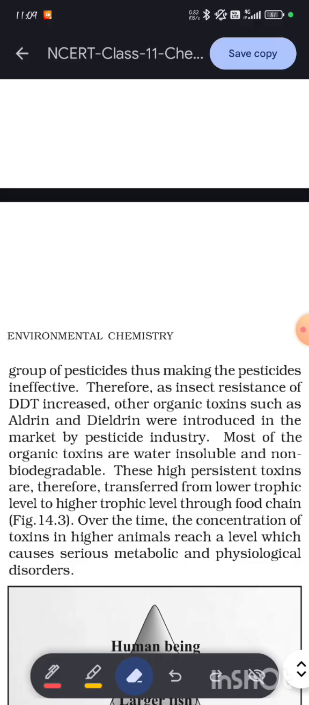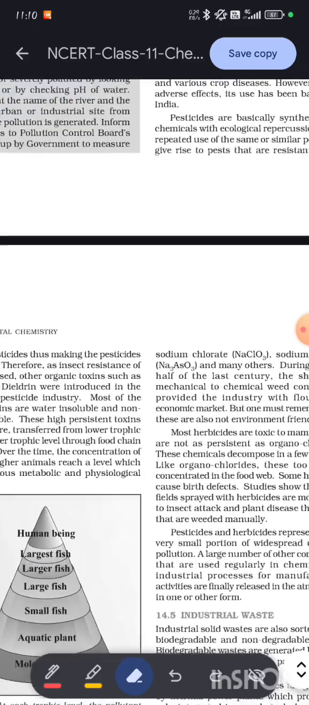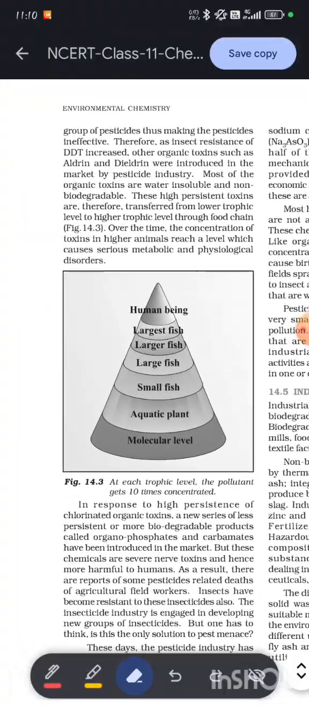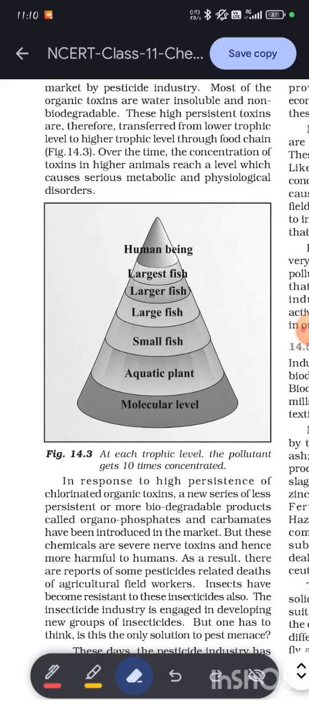These highly persistent toxins are therefore transferred from lower trophic levels to higher trophic levels through the food chain. Over time, the concentration of toxins in higher animals reaches a level which causes serious metabolic and physiological disorders. At each trophic level, the pollutant gets 10 times concentrated.